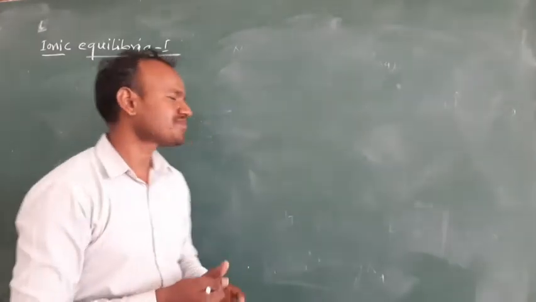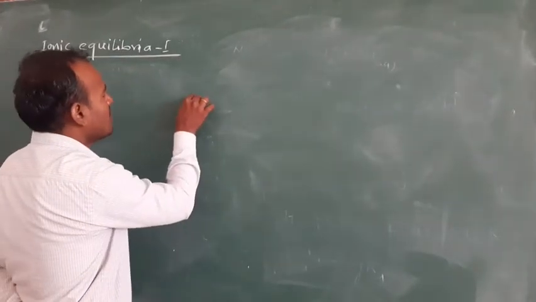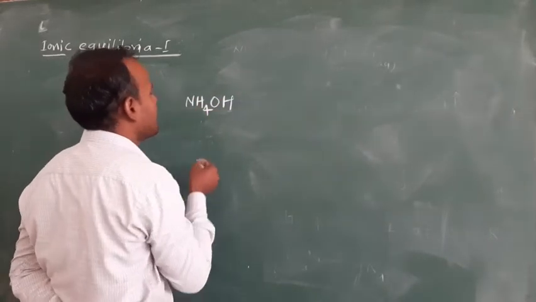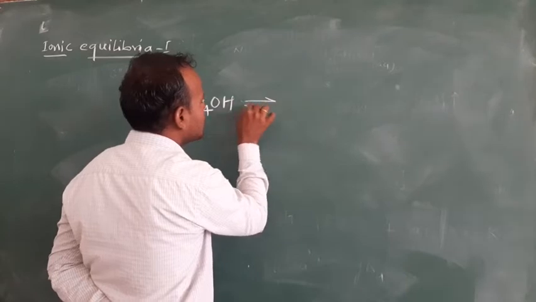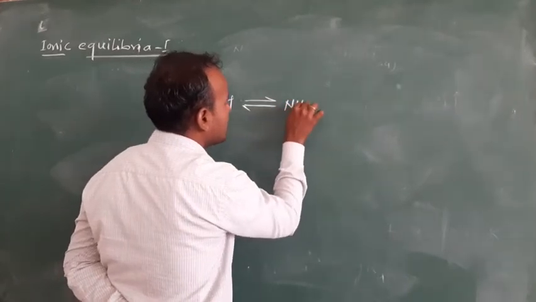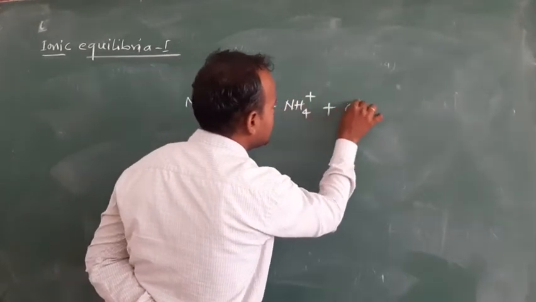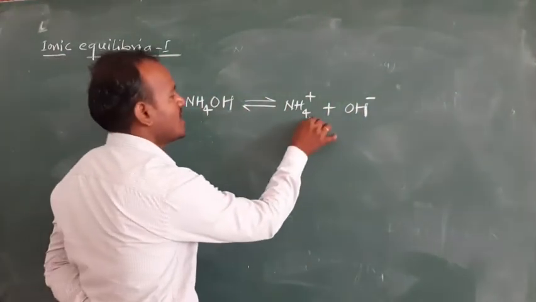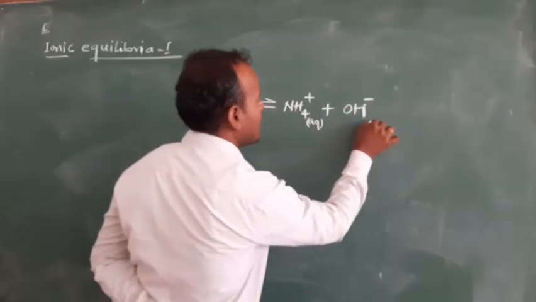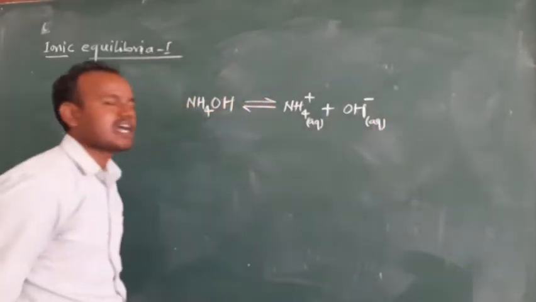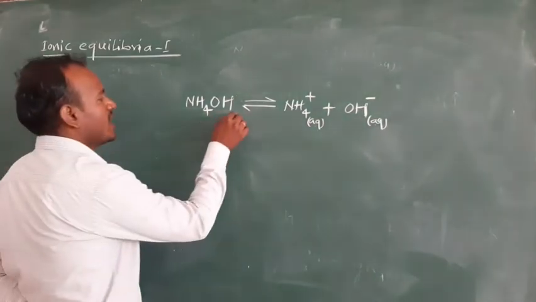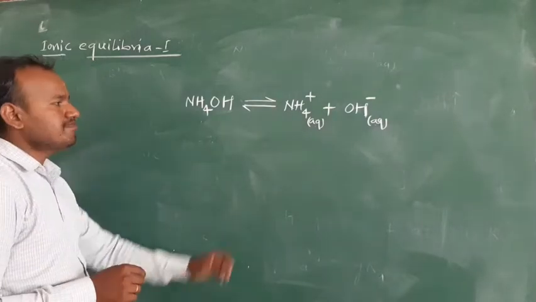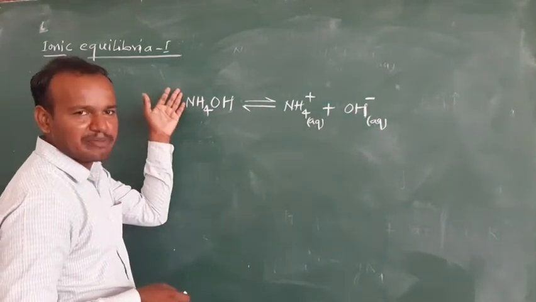Say for example, take the dissociation of a weak base, NH4OH, which dissociates as NH4 plus and OH minus. This is in the presence of water and they are hydrated, therefore I have written it as aqueous solution. Fine. Then I said this is an equilibrium system.